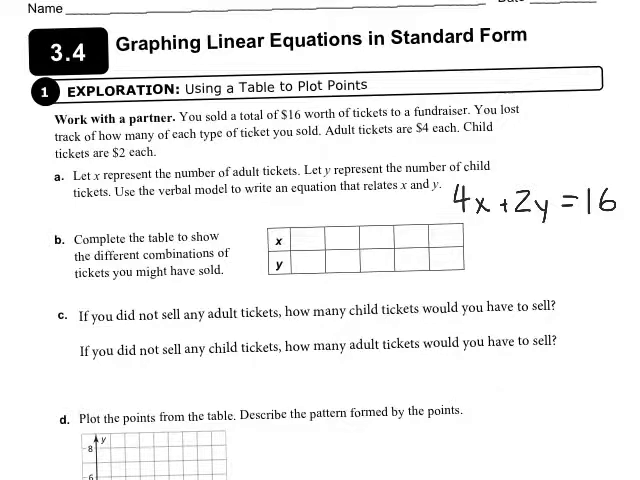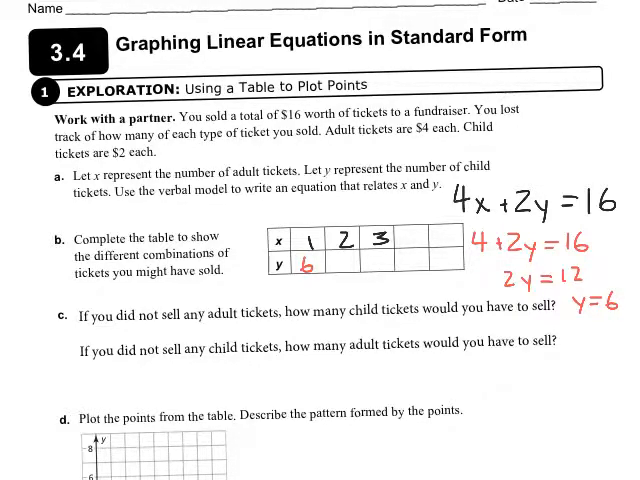Completing the table, you could use any kind of values here. Say we just use 1, 2, 3. If I plug a 1 in for X, that would make this 4 plus 2Y equals 16. Subtract 4 from both sides, I get 2Y equals 12. Divide by 2, I end up with Y is 6. So if I sold one adult ticket, I would have had to sell 6 children's tickets to make up that $16.